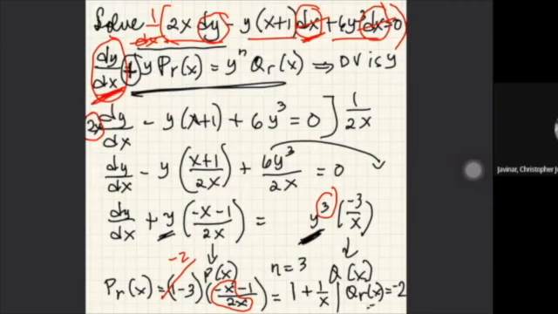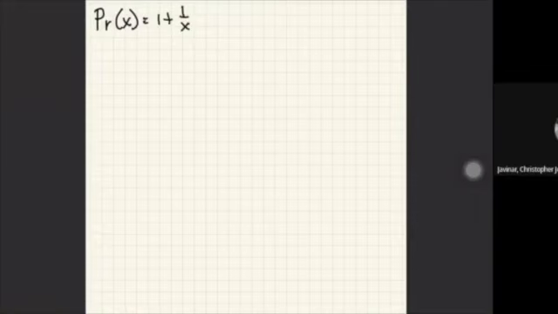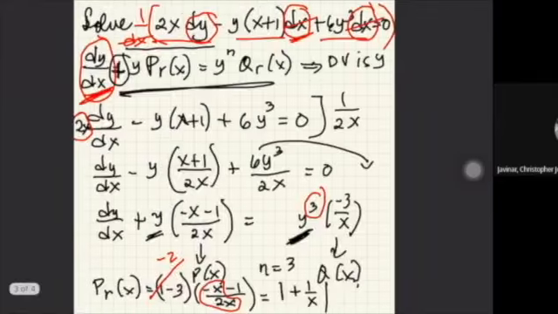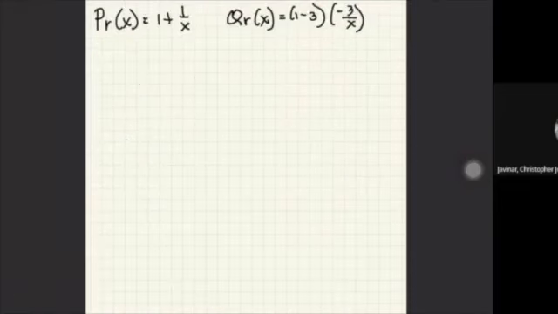So it becomes positive. Okay, I'm going to write on the other side na lang, on the next page para hindi nakakalito. And then your QR of x is equal to 1 minus 3, which is negative 2. And then we have negative 3 over x. So that gives us positive 6, right? Over x. Correct, class?